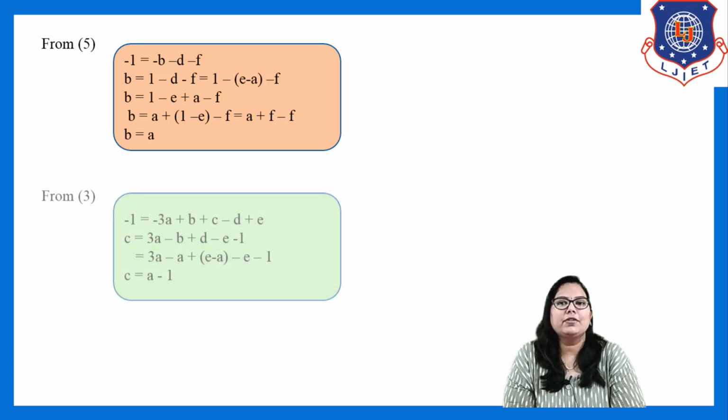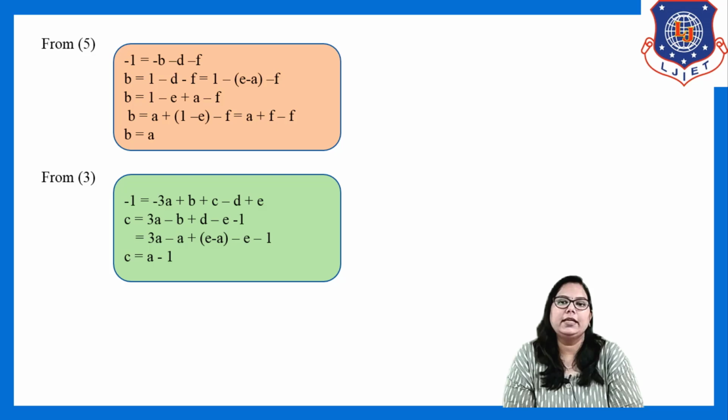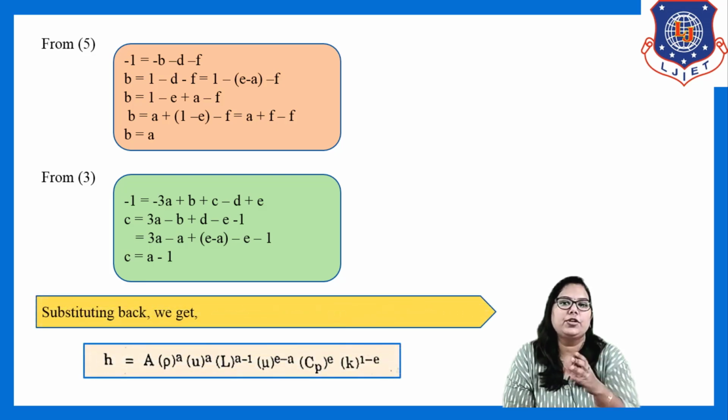Fine. Now equation 3, which is minus 1 equal to minus 3a plus b plus c minus d plus e. Now in place of b I can write a, in place of d I can write e minus a. Fine. And then elaborating the equation, I will get c is equal to a minus 1. So at the end of this simplification, I will get all the constants in the form of a and e. Fine.